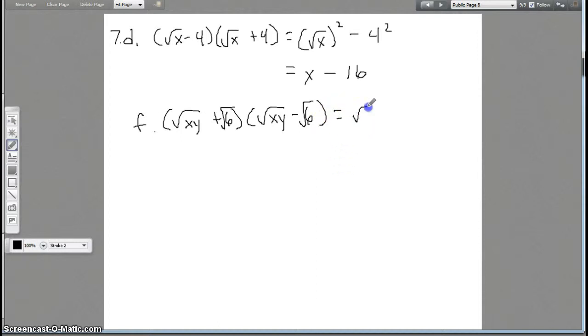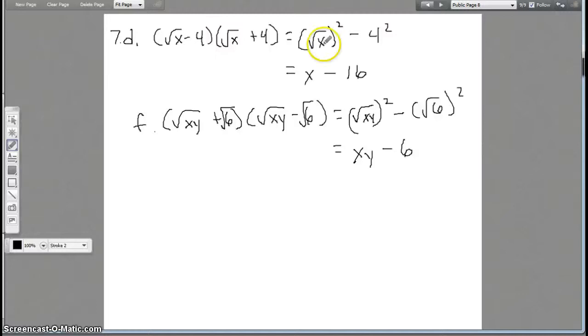So we're going to have the square root of xy, and that whole thing is squared. We're going to subtract the square root of 6, and we're going to square it. The square root of xy squared is xy. The square root of 6 squared is just 6. So this is going to be xy minus 6. So this was number 7. It's just like number 12 that I assigned for homework.